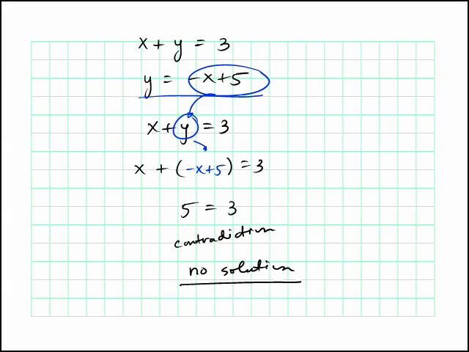So anytime you get something ridiculous like that, where all the variables cancel away, 5 equals 3, 0 equals 1, 8 equals 8, something like that, or 8 equals 7, something that's not true, where all the variables disappear, that's when you have no solution. That means that the lines are parallel. The lines are parallel to each other. Okay.